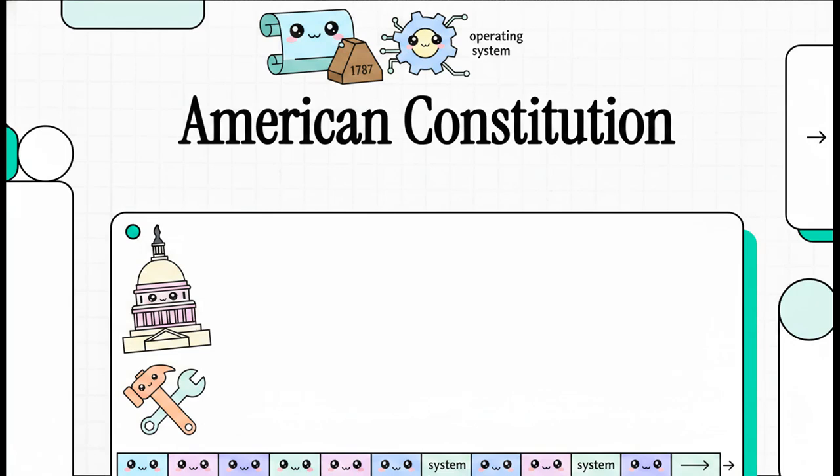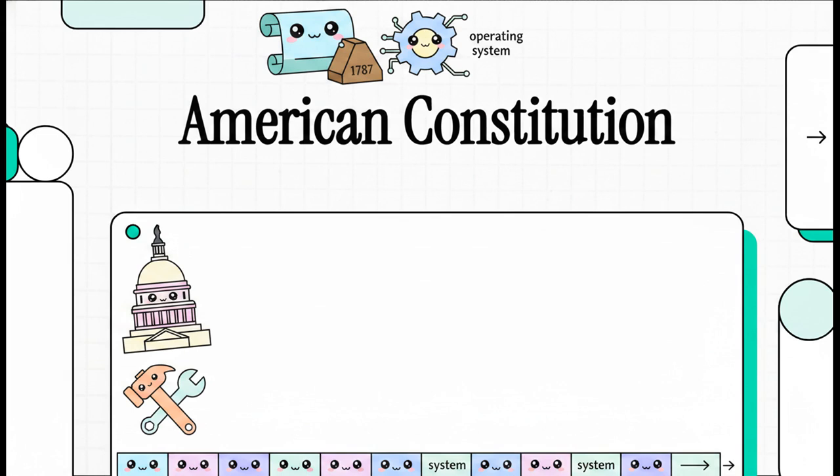Welcome to This Explainer. Today, we're diving into the U.S. Constitution, drafted way back in 1787. But we're going to look at it a bit differently, as a master architectural blueprint. Honestly, you can think of it as the oldest written operating system still running today, and when you really stop to think about that, it's absolutely wild.